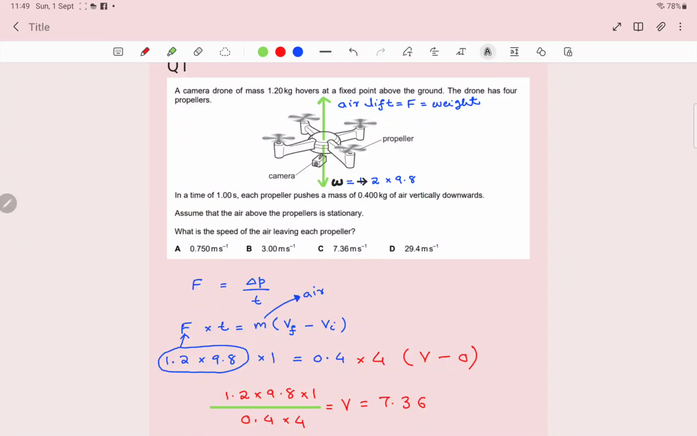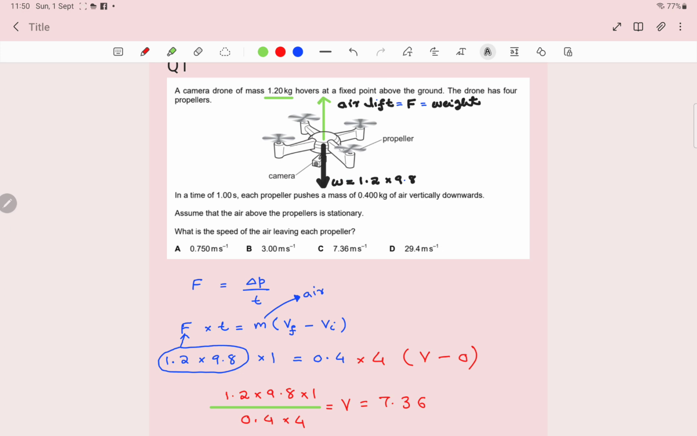The weight acting downward, you are given the mass of the drone, that is 1.2 kg. So 1.2 kg is the mass, gravity is 9.8, so the weight of the drone camera is 1.2 into 9.8, and this weight is balanced by air lift. So the force exerted by air is equal to the weight of the drone.